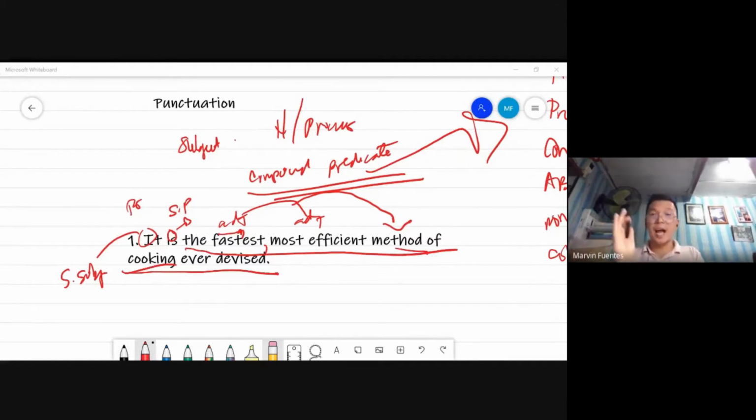As simple as that. Now, write it in your whiteboard. Remove the comma, replace the comma ng coordinating conjunction and. Type it sa whiteboard. Patingin ako. Or start writing from it is the fastest, most efficient method of cooking ever devised. Complete it. Then, instead of putting the comma, just place or replace it with the coordinating conjunction and, no need to put comma. Because that is end omitted.